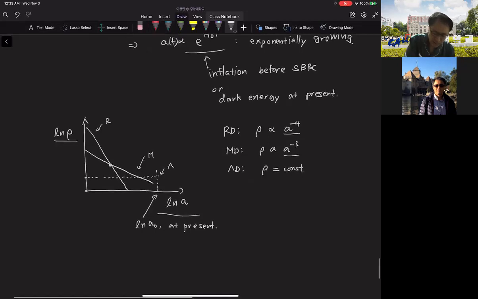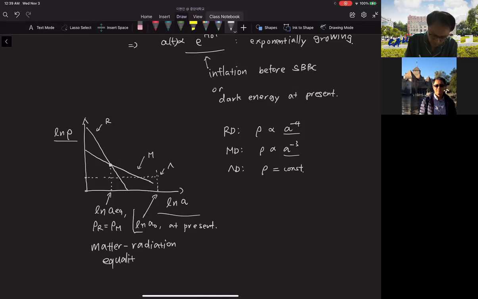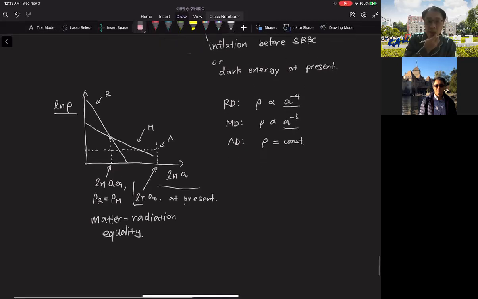And here, there's a point where the radiation and matter are equal. So this is the log of a equal. That means radiation energy density is equal to matter energy density. The matter-radiation equality.